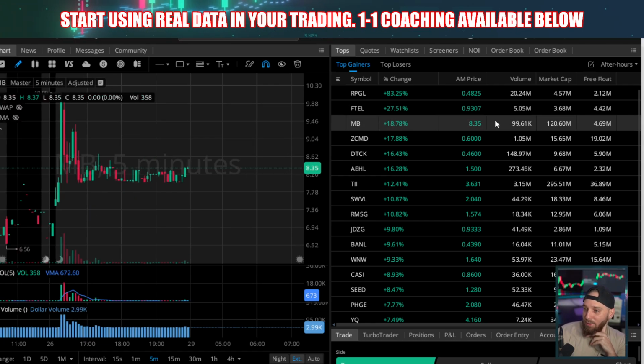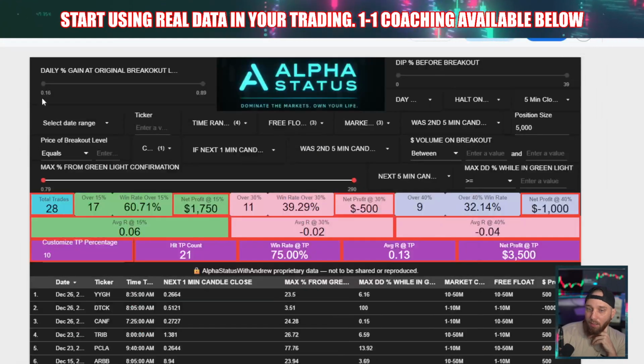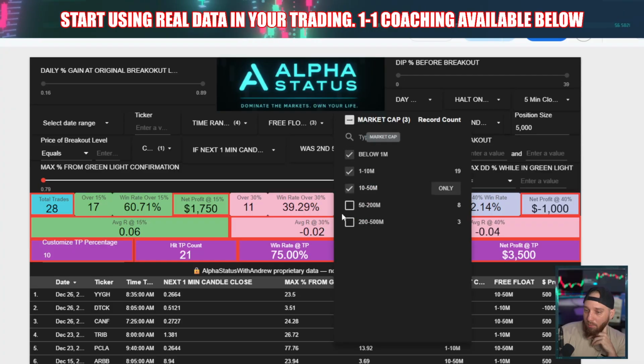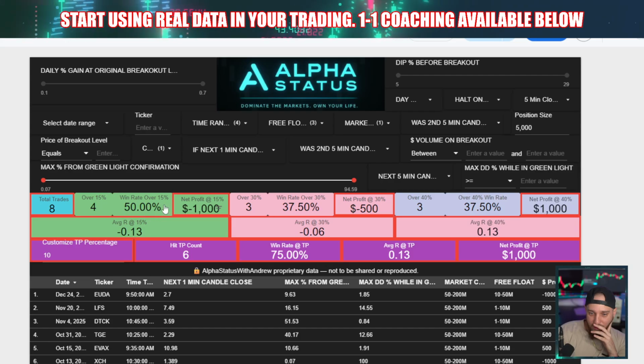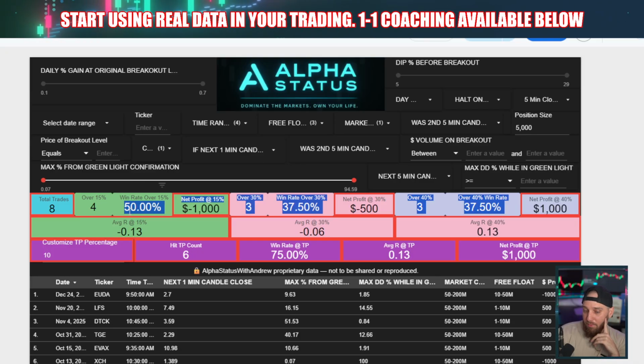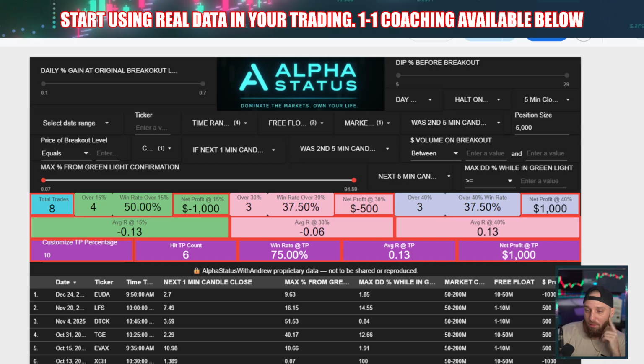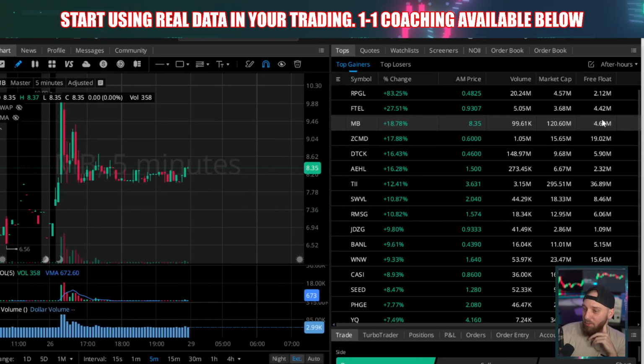Okay. Let's go to MB. Immediately, I can disqualify MB. Take a look at this market cap. It's at 120 million. So if I go back into my dashboard right here and I go to market cap and I go 50 to 120 million, take a look at this. Win rate is only 50%. Technically, win rate for 10% is still profitable, but however, for 15%, it goes down. So if you guys are greedy little bastards and you want to take MB, I'm not going to because that market cap is just too high for me to take.